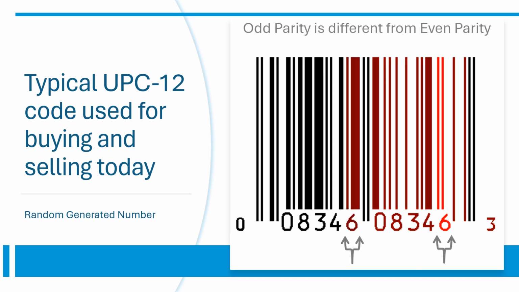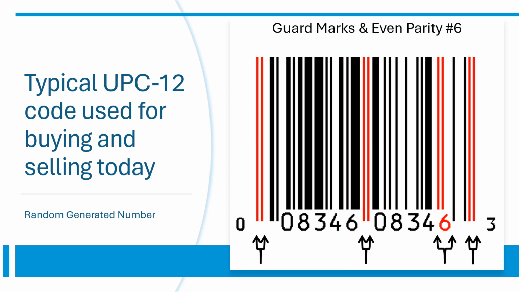Let us compare the two sides a little more. Notice the mark on the left-hand side is different from the mark on the right-hand side, even though they represent the same number. As mentioned before, this difference allows the scanner to know which side is the beginning. Last, let us compare the even parity number 6 with the guard patterns. As you can see, they are identical.